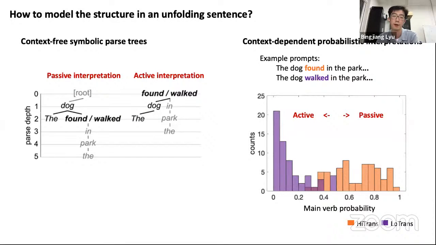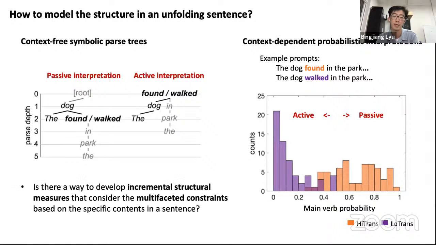As shown by the results from continuation pre-tests, participants were required to provide a continuation to complete the sentence given the prompt. Here, the less often a main verb appears in the continuation after the prepositional phrase, the more favorable the active interpretation, and vice versa for the passive interpretation. So we need to develop incremental structural measures that consider the multifaceted constraints based on the specific contents in each sentence, such as the subject-noun semantic role preference and the verb transitivity.